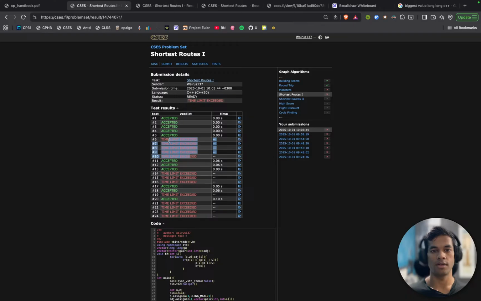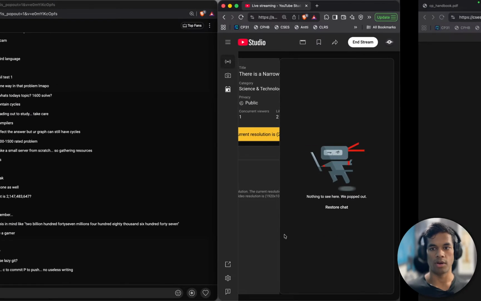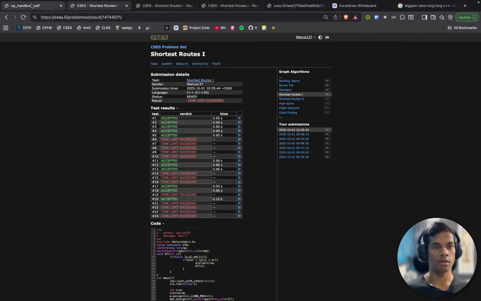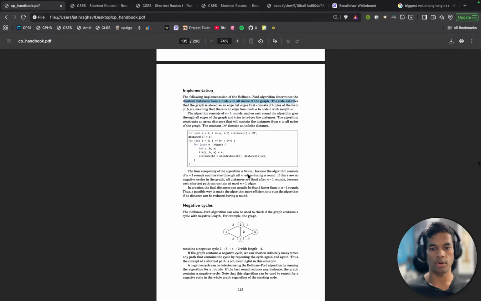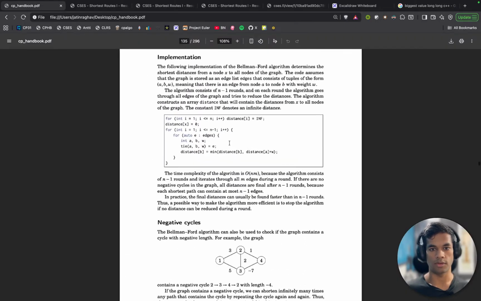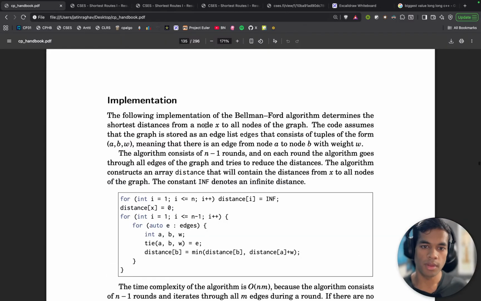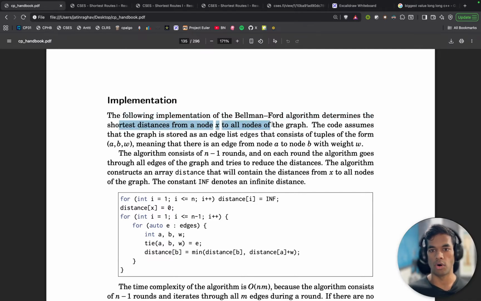Time limit exceeded is much preferable to wrong answer, because we can get away with time limit exceeded if we go and read about Dijkstra's algorithm. And that is what we are going to do next. Let's read about the implementation and we will move on to Dijkstra's algorithm and we can consider Bellman-Ford done. Yeah, it is done. The following implementation of the Bellman-Ford algorithm determines the shortest path from a node X to all the nodes of the graph.